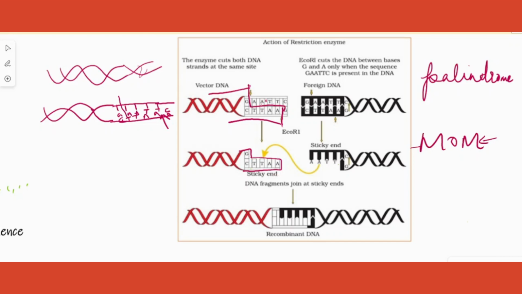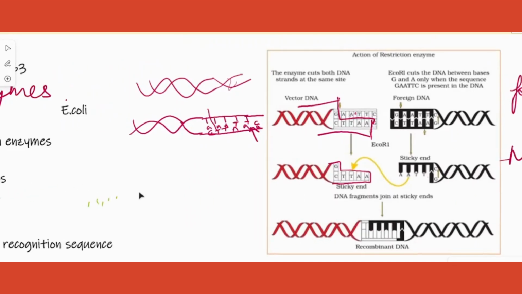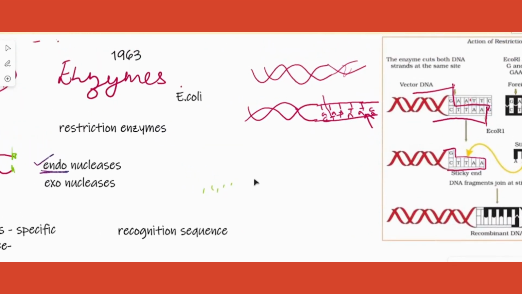All right. So, things to remember when it comes to restriction enzymes. The year of discovery, 1963. They are nucleases. What is a nuclease? The one that can cleave nucleic acids, right? They are of two types, endonucleases and exonucleases. It was first discovered in E. coli. It has specific sequences called recognition sequences.